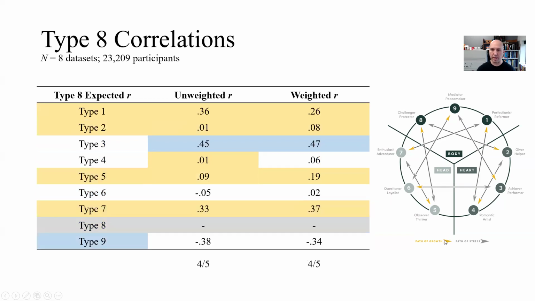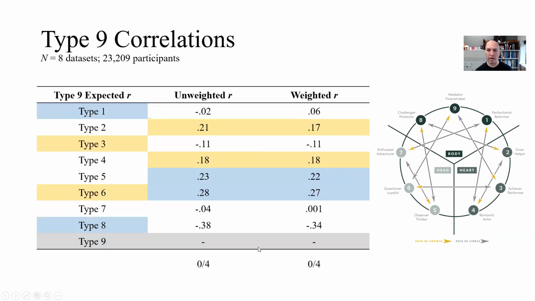Type 8s actually does well. It's got 4 out of 5 for both the weighted and unweighted, although there's a little bit of difference we see here with this yellow also for type 4, but we'll give the Enneagram the benefit of the doubt here and not count it wrong because it's equal correlation with type 2. So it actually does okay explaining type 8s. And then type 9s, we see again 0 out of 4.